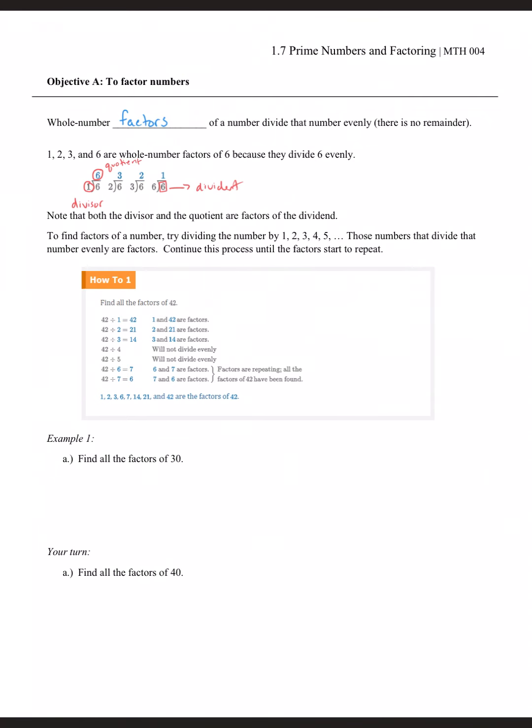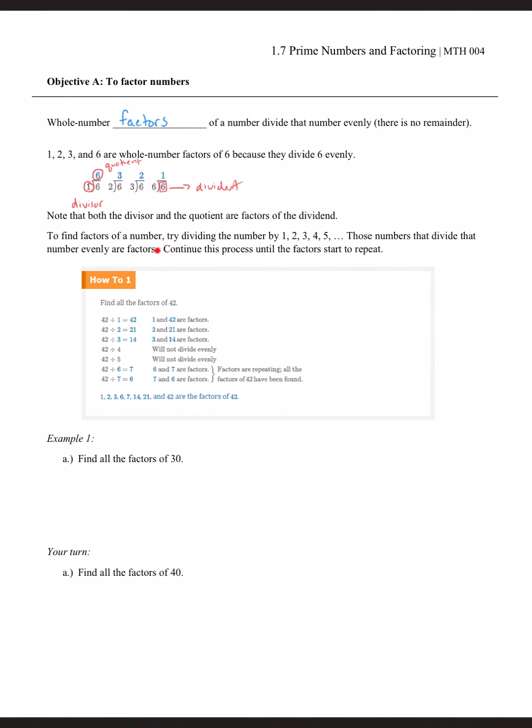To find factors of a number, try dividing the numbers 1, 2, 3, 4, 5, and so forth. And the numbers that divide that number evenly are factors. So if we start with a number and try to divide it by 1, 2, 3, 4, 5, and so forth, if it goes in evenly, it is a factor.